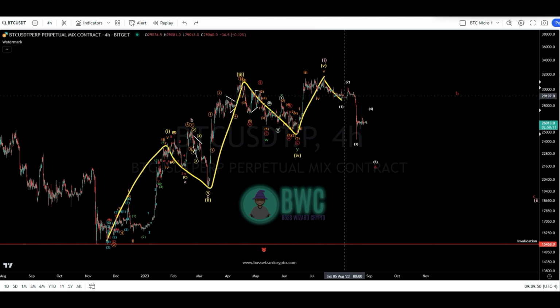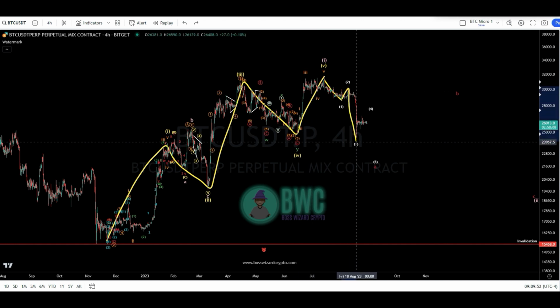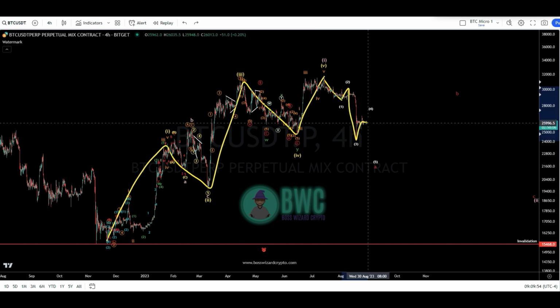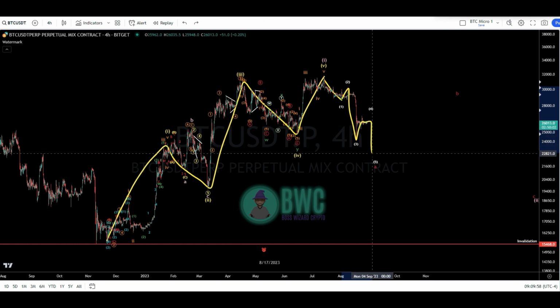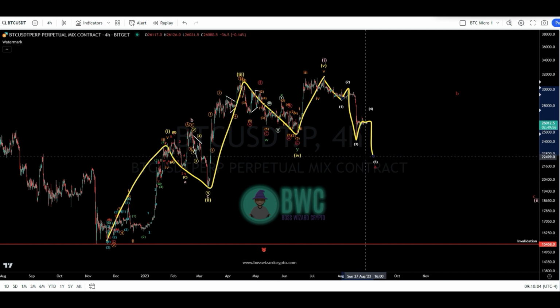2, 3, working on a 4 or another 2. We don't know yet. I have a count to support another 2 as well. Okay, 5. Okay, then it's going to be taking profit time and have an exit strategy on this big short that we had.